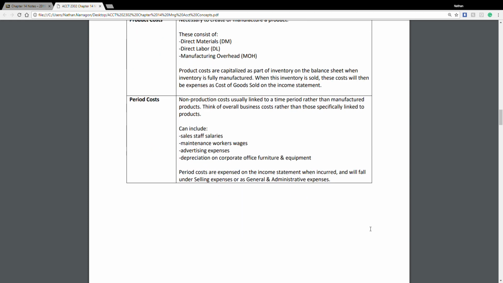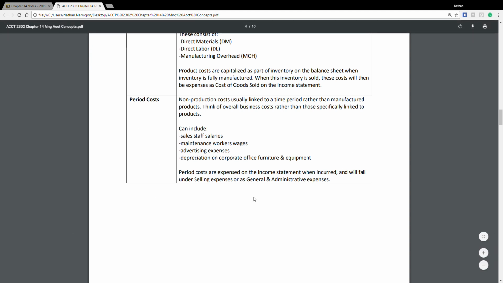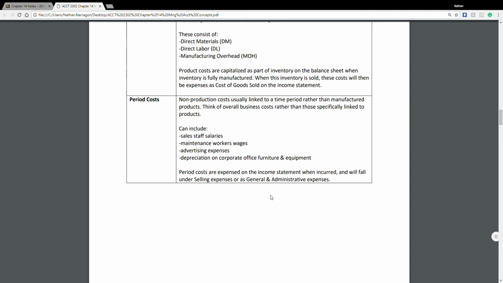Period costs are actually non-production costs. They're mostly known as general and administrative expenses. These are linked to a time period rather than the manufactured products. So figure that these are almost indirect. They cover the overall business cost rather than being specifically linked to products.